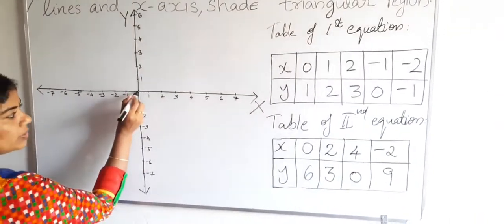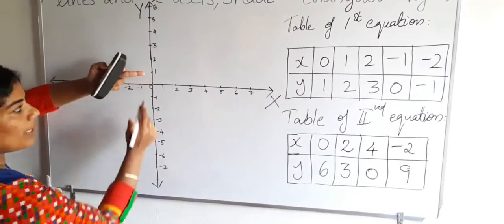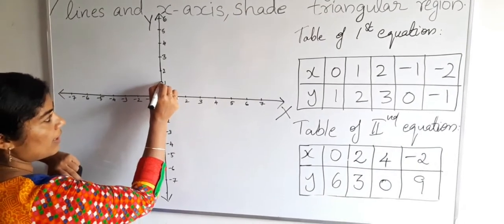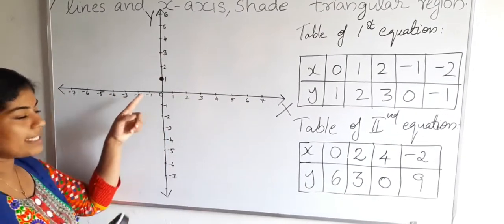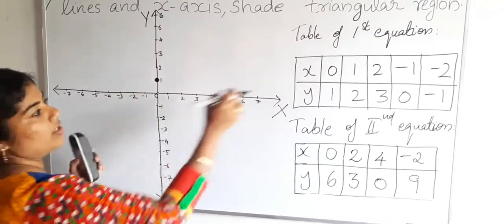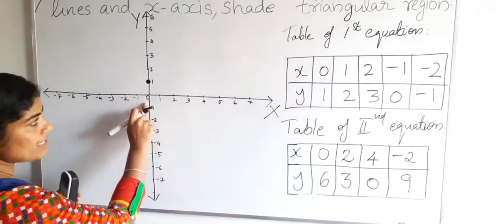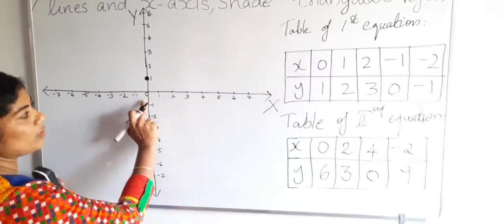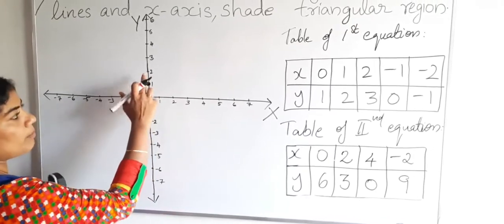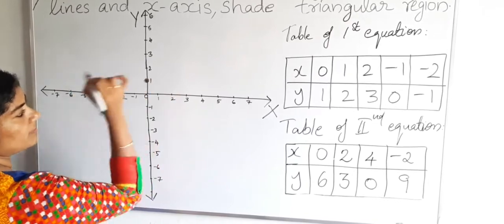So when x equal to 0, what is y? 1. Means in this y-axis where does 1 come? Here. So there you can mark a point. So when x equal to 0, the y value is 1. Means first you are going to 0. Next move to the y value. Y value 1, so moving up. Here we got 1. Mark that point. Now the first point we marked.